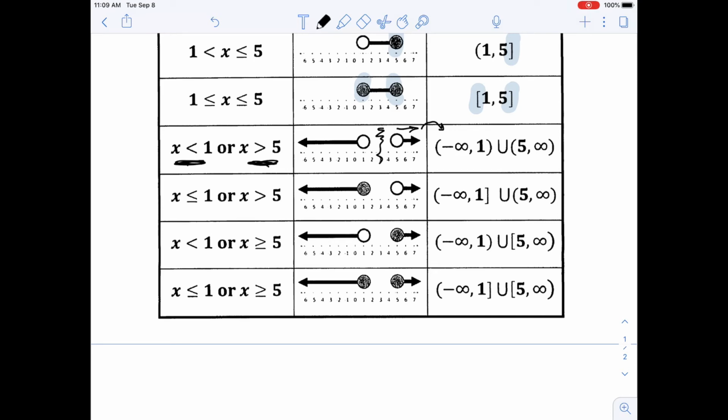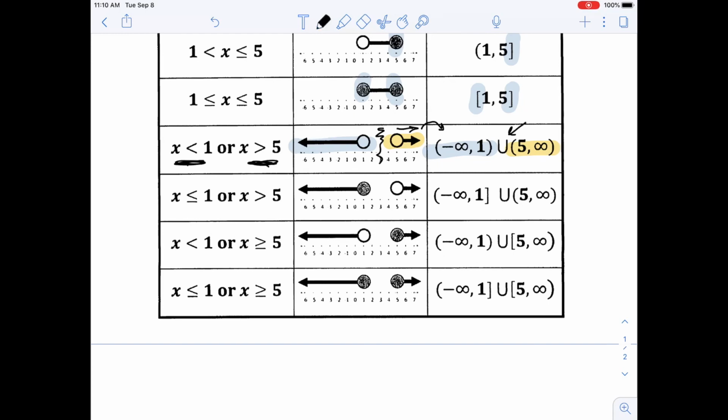So I have two separate intervals. I have this interval right here, which basically means I'm going from negative infinity all the way up to 1, not including it. And then I have the next interval here, which starts at 5, not including it, and goes all the way up to infinity. The way that you write that is you join them with this U, which is basically the union, which is saying it's OR. That's the only difference from the AND statement. We have to join them somehow, so we join them with a U.